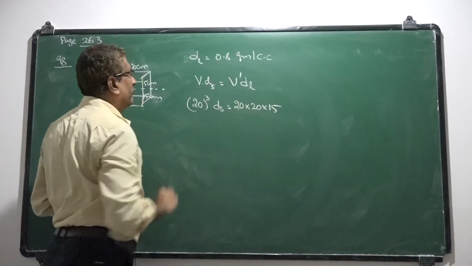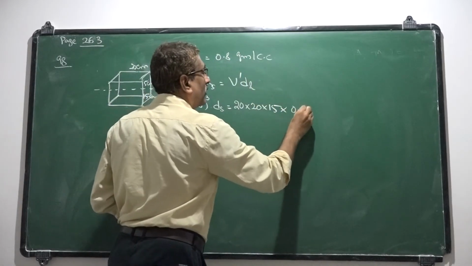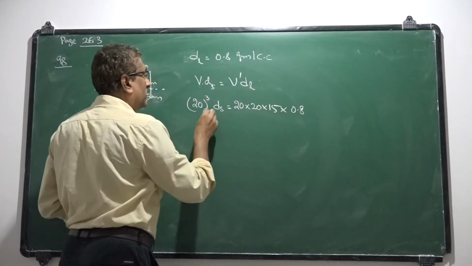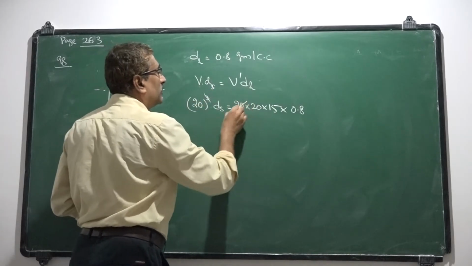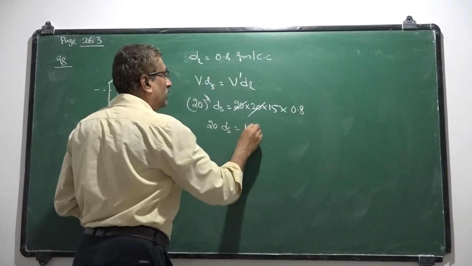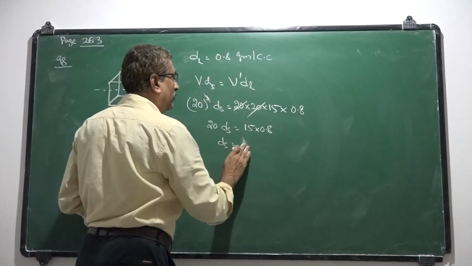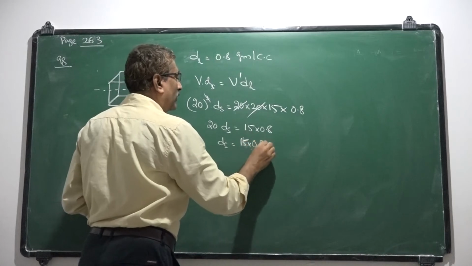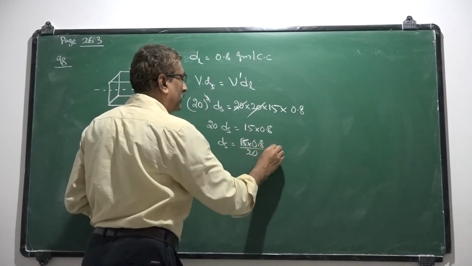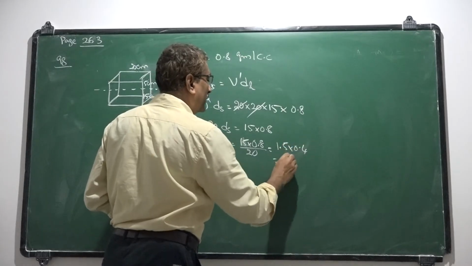20, 20 into 15 into density of the liquid, given as 0.8. From this condition, this 20 square will get cancelled. So 20 into density of the solid is 15 into 0.8. So density of the solid is 15 by 20 into 0.8. That is 1.5 into 0.4. That is 0.6.